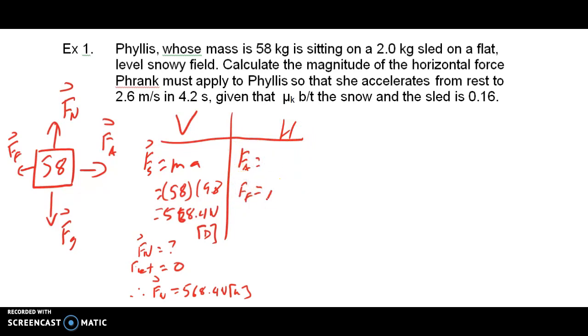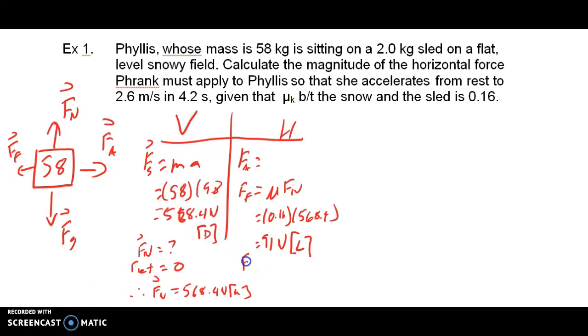Now we know the force friction is equal to mu times force normal. The mu in this case is going to be 0.16, and we just figured out that our force normal is going to be 568.4, which makes the answer to this question 91 newtons. Now since we have the applied force going to the right, therefore force friction has to be going to the left.